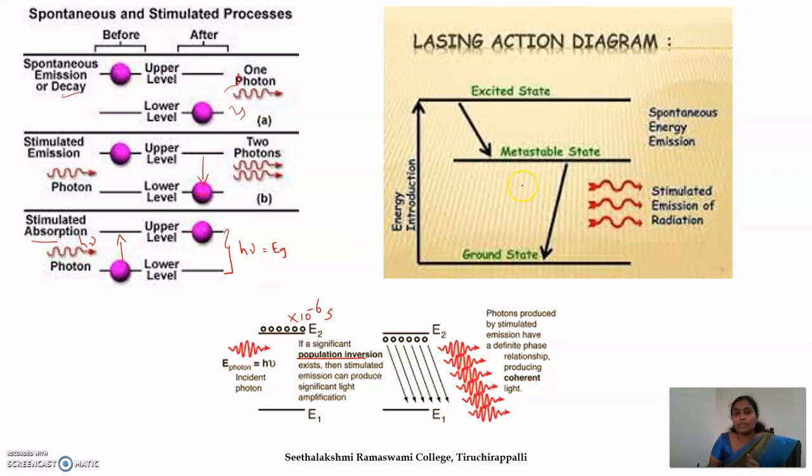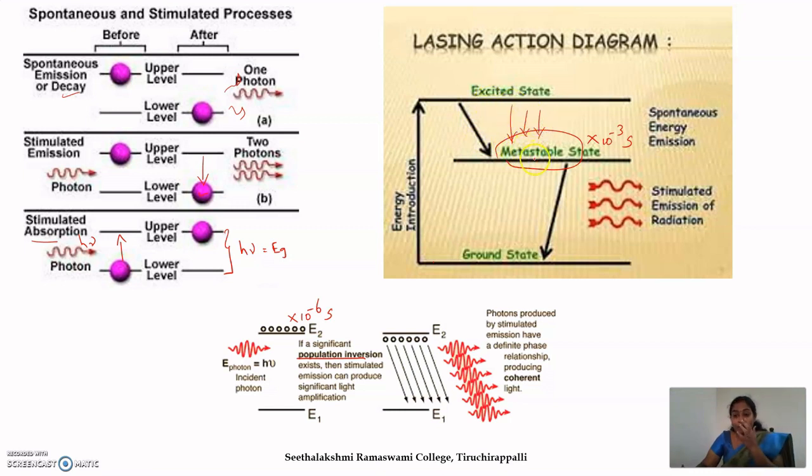So what the scientists have done, by means of doping, by adding impurities, they have produced a state called a metastable state, where the lifetime is 10 raised to minus 3 seconds. So they are transferring photons from the ground state to the excited state by stimulated absorption, and then by spontaneous emission, the photons at the excited state are coming to this metastable state.